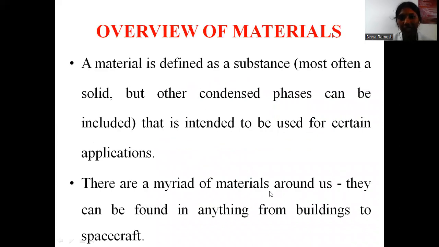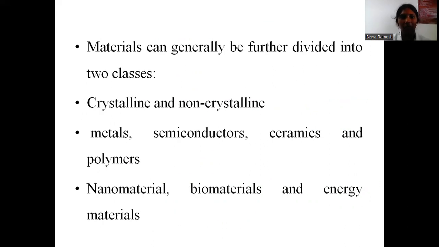The material is defined as a substance which can be either of solid, liquid, or any gaseous form. These materials can be used in various applications, from buildings to various spacecraft applications. Materials can generally be classified into crystalline and non-crystalline form. For example, it is further classified into metals, semiconductors, ceramics, and polymers. The further advanced materials will be nanomaterials and biomaterials.